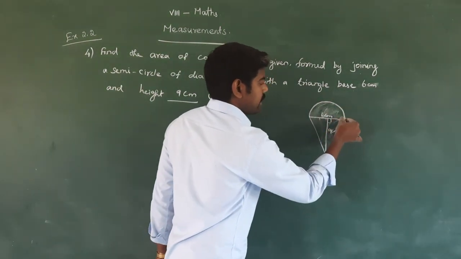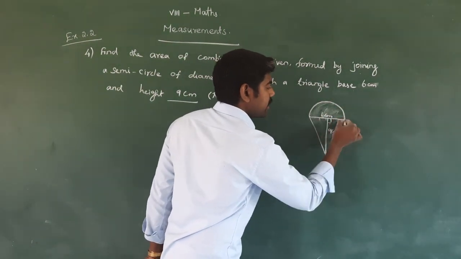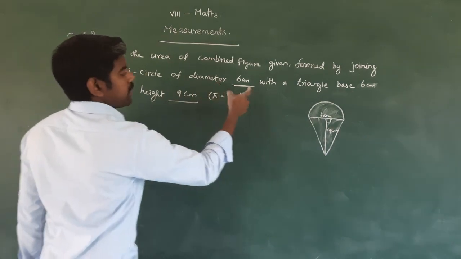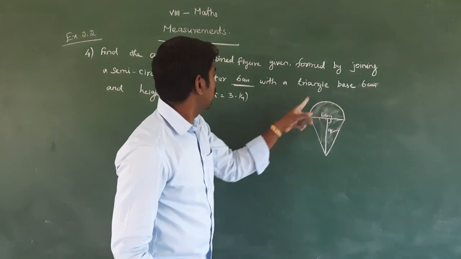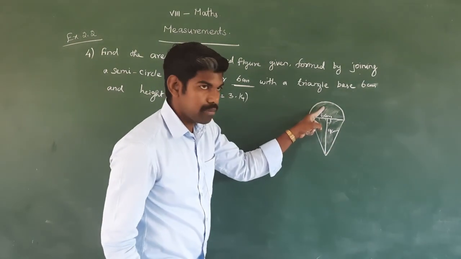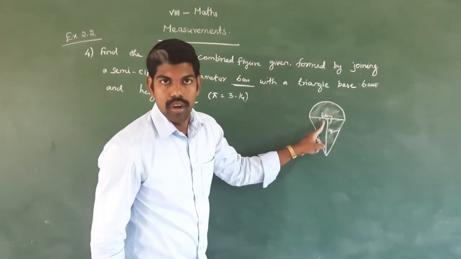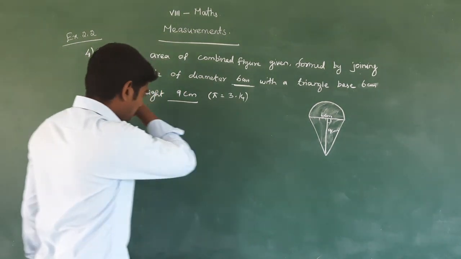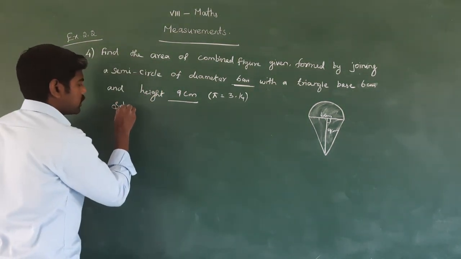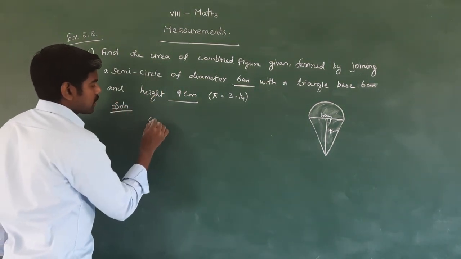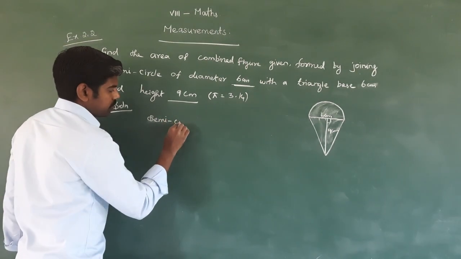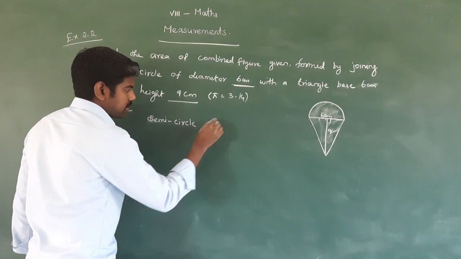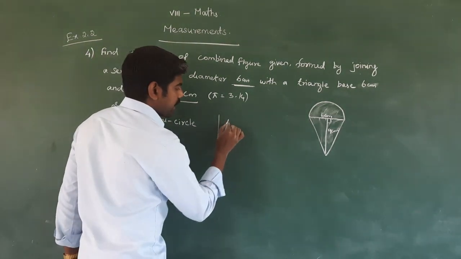And one semicircle is there. The semicircle diameter is 6 centimeter. Find the area. The area of the shaded part or combined figure is equal to the area of the semicircle plus the area of the triangle. So there are total 2 shapes: one is a semicircle, another one is a triangle.